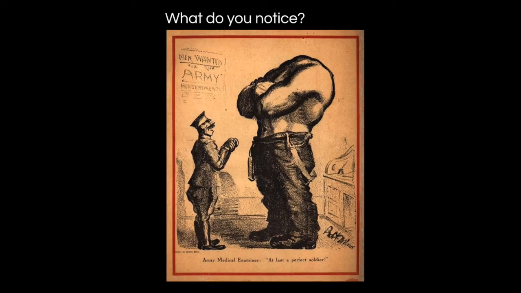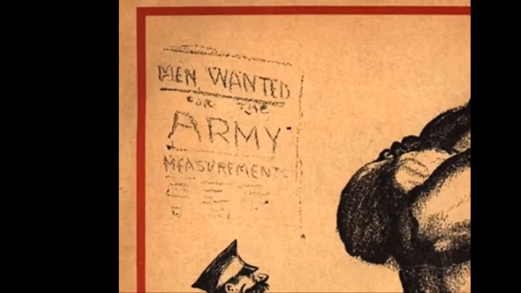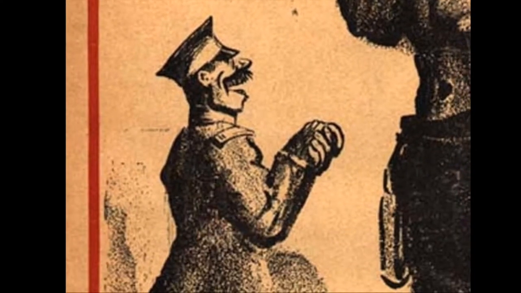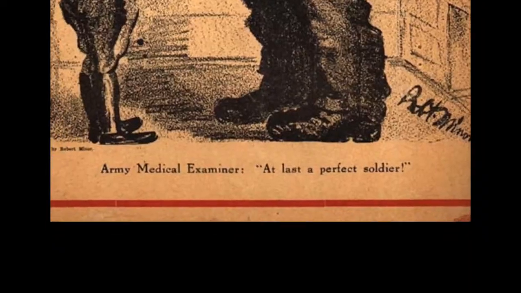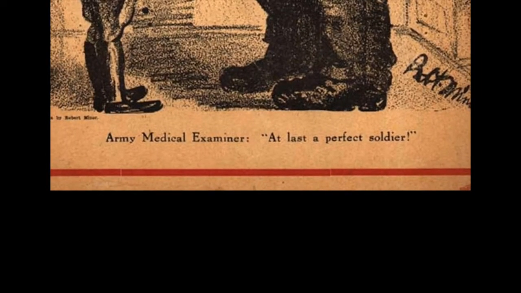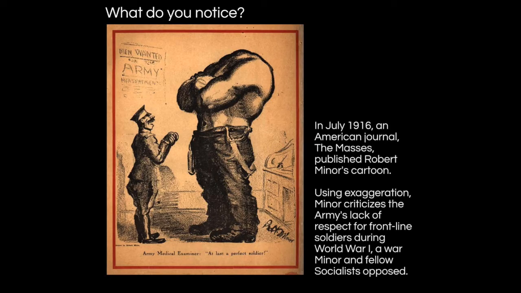Exaggeration is another technique that an artist can use to make the point, using caricature and stereotype, really exaggerating things so that we can see the point that needs to be made. So in this World War I cartoon, we have men wanted for the army and then their measurements. We have the military leader. He's so pleased. Oh my, this giant muscular soldier with no head. And he says, "At last, a perfect soldier." With no mind, right? As the US was getting into World War I, Robert Minor created this cartoon, and basically he's showing the Army's lack of respect for the frontline soldiers and that they just wanted them strong and dumb and not thoughtful.